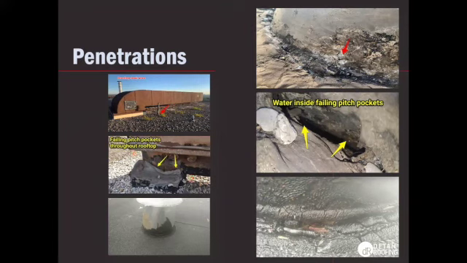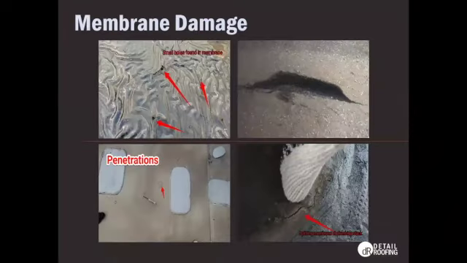Down here on an SBS roof, you have an unsealed base of a B vent, and you can even see that there's some rust occurring underneath there. So sealing penetrations is very, very important. Membrane damage is another big one.